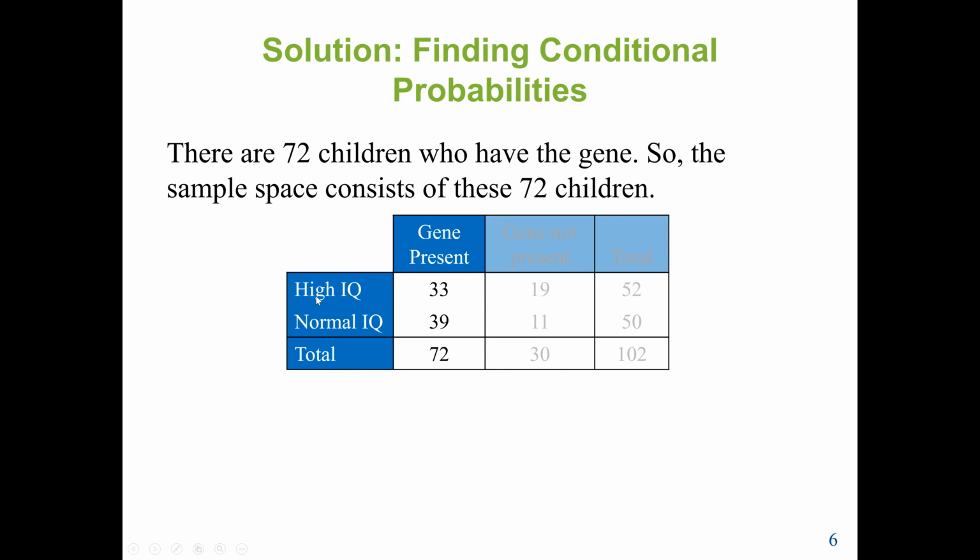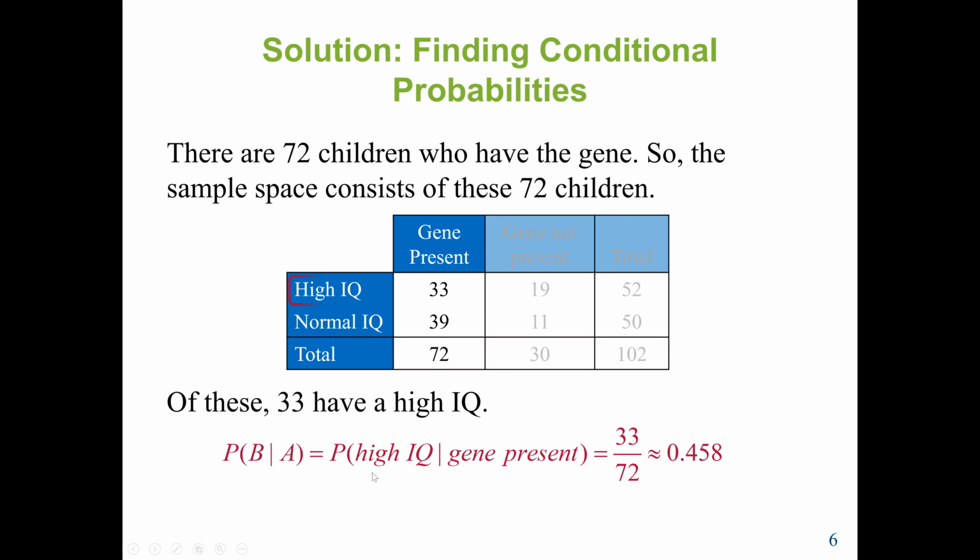Now, some of them have high IQ and some have normal IQ. So of these, 33 have the high IQ. So the probability of having a high IQ, given that the gene is present, and the total gene present is 72, we are going to divide 33 by 72. So that will give us 0.458. Again, probability of high IQ is 33, given that the gene is present, the total gene present is 72. So 33 over 72.